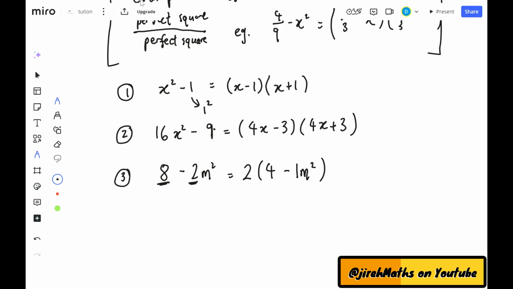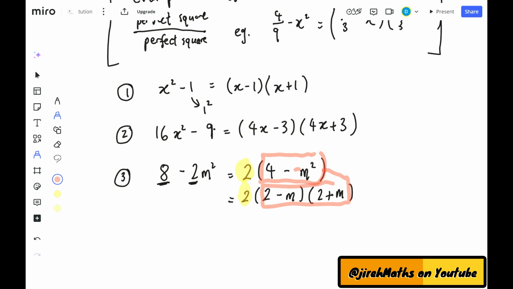Since it's 1m squared, I don't need to write the 1, so I'm going to take out that 1. So it's 4 minus m squared. And this looks like difference of squares because 4 is a perfect square and clearly m squared is a perfect square. So that can be factorized as 2 minus m, 2 plus m. So you see this coefficient will stay on the outside, right? You keep that on the outside. All we're doing is this entire inside red part factorizes into the bottom red part.